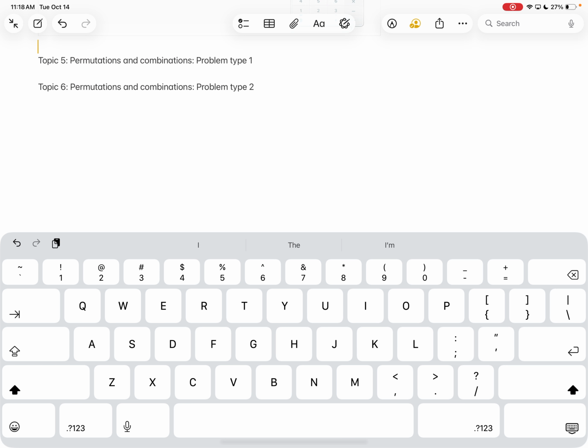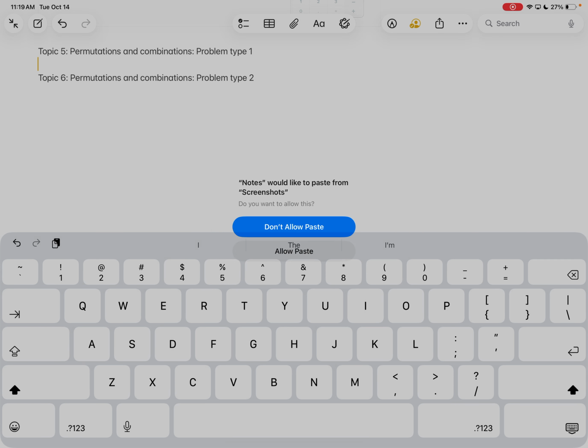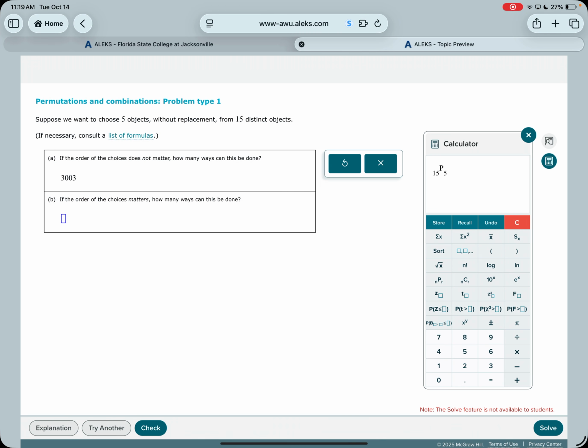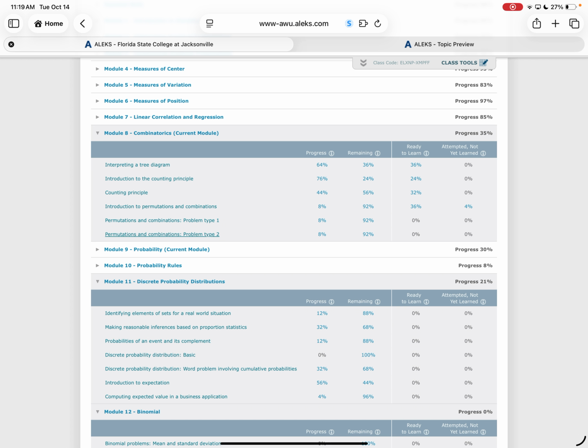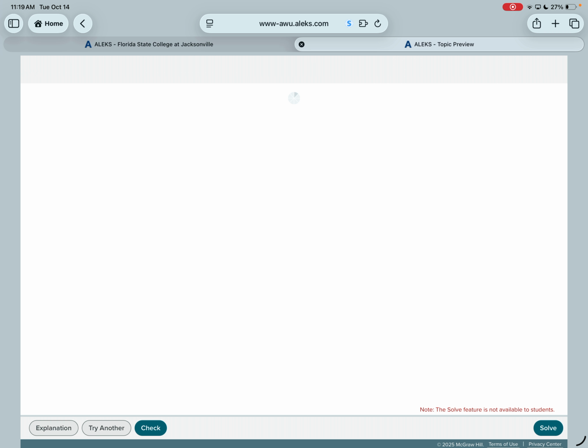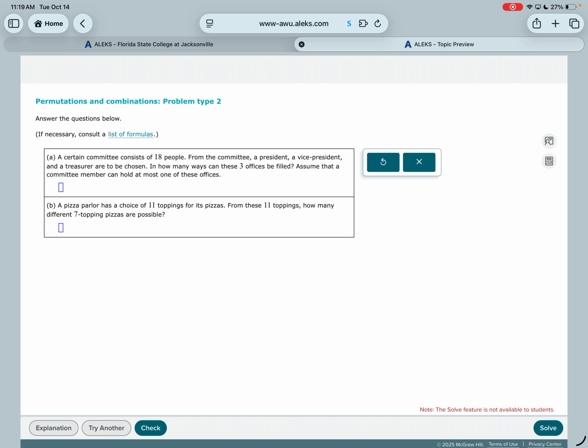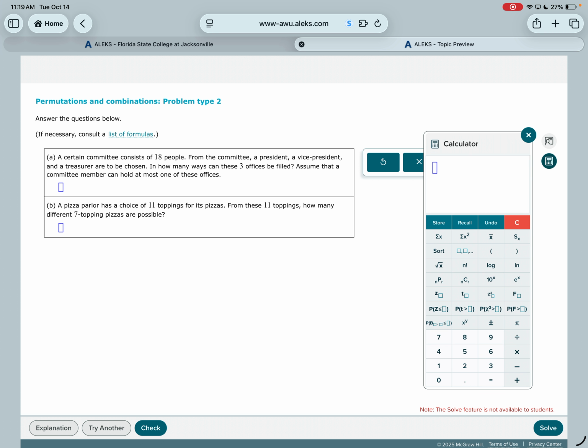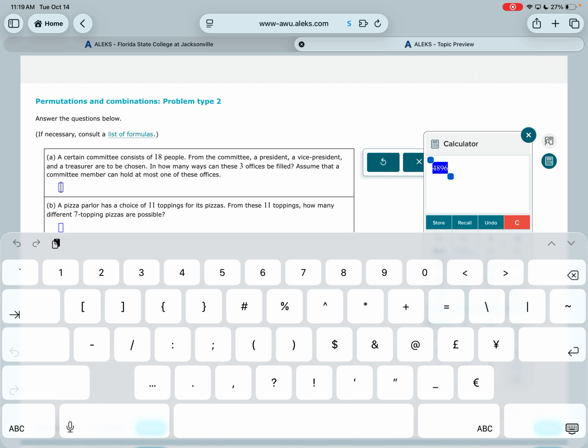All right, so the first two, super easy. Probably could delete one of those topics even because they're kind of the same. What happens if it does not tell you whether the order matters or not, you just have to pick. So a certain committee consists of 18 people from which a president, vice president, treasurer are to be chosen. How many ways can the three be chosen? So I kind of mentioned this already, but president is better than vice president is better than secretary. So we are going to use the P for this one. Okay, so that is 4896.